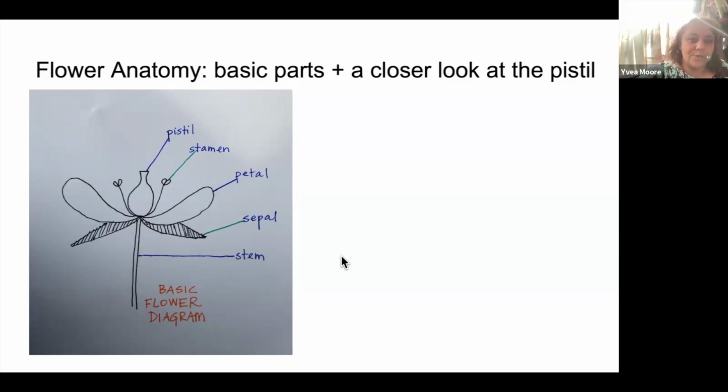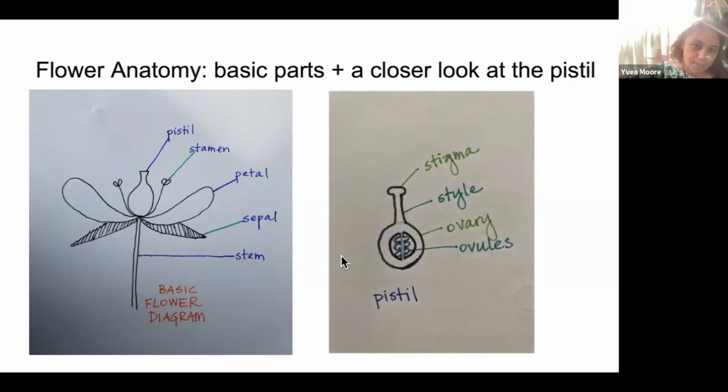Before we do, I wanted to get a closer look at the pistil, this part here in the middle. It's the part that's sort of shaped like a vase. These are some of the parts within the pistil, and this is going to become very important later. We have our stigma here, which is almost like the very top of the vase. That's the part where the pollen gets collected when it's being pollinated.